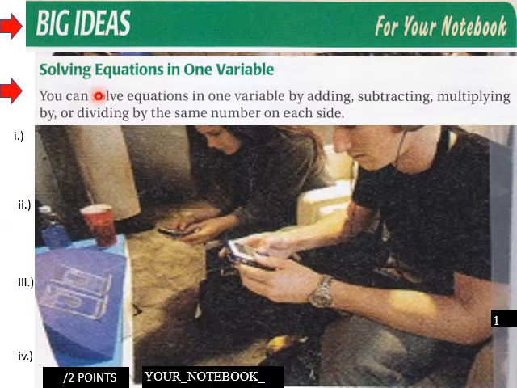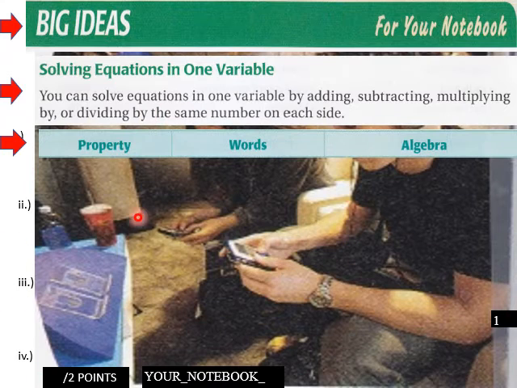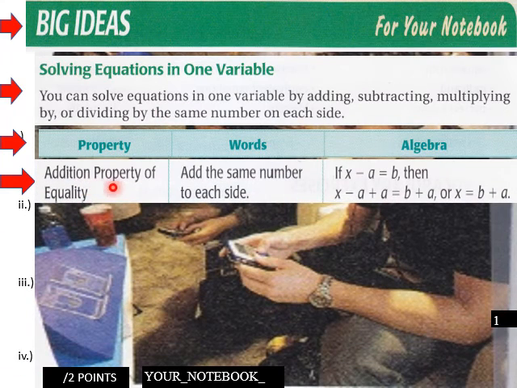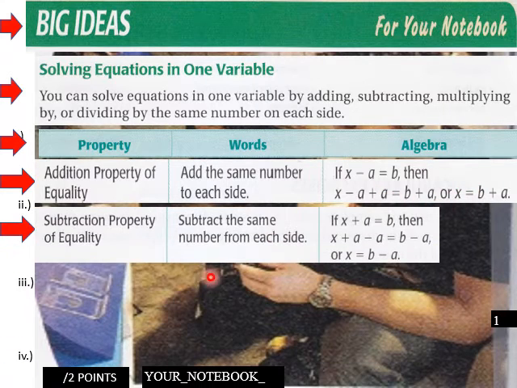Big ideas. Solving equations in one variable. You can solve equations in one variable by adding, subtracting, multiplying by, or dividing by the same number on each side. So let's get into a property here, addition property of equality. Add the same number to each side. If x minus a equals b, then x minus a plus a equals b plus a, or x equals b plus a. So that'd be the same thing. You still have an equation here.